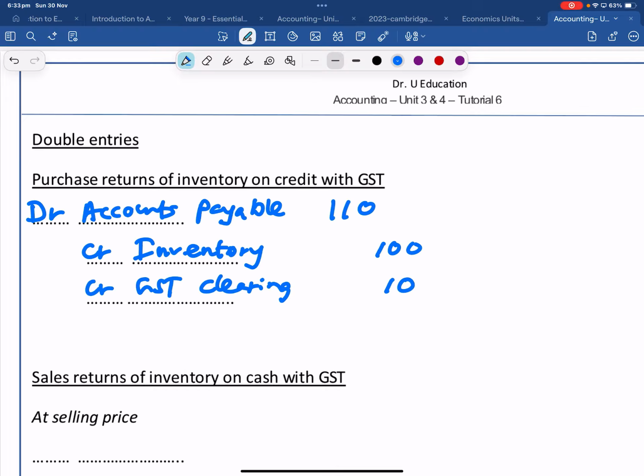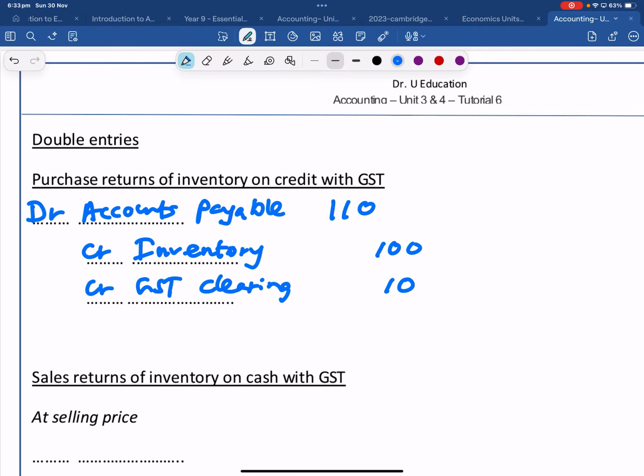So no more GST payable? No. Even in the balance sheet? Is there a balance sheet? Yes, of course. So GST clearing there? Yes. Even if it is a credit balance, GST clearing goes under the current liability. If it was a debit balance, like our previous question, the GST clearing on the debit side will be reported under current asset.